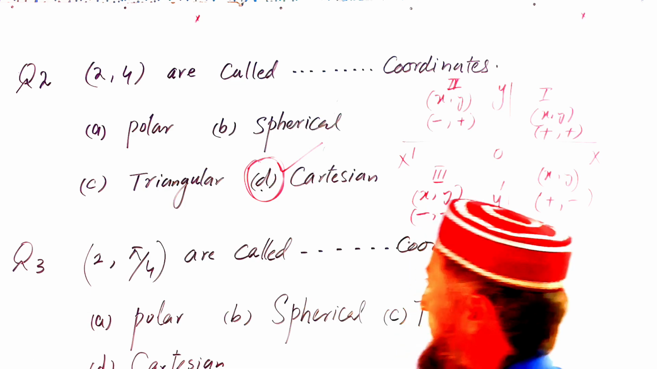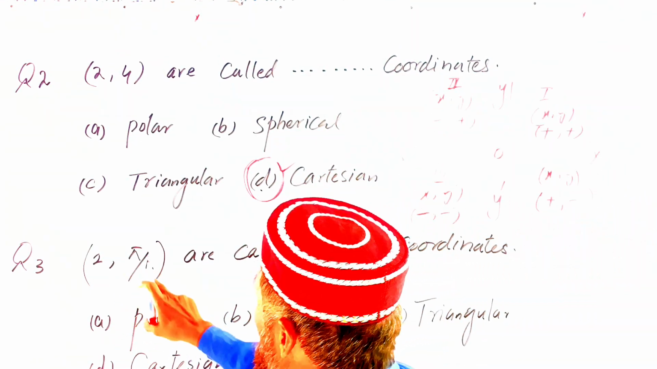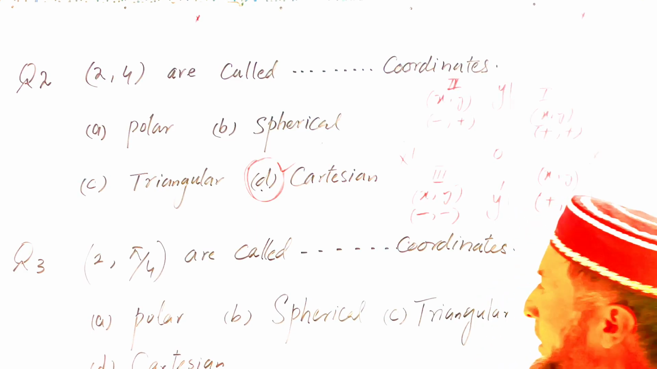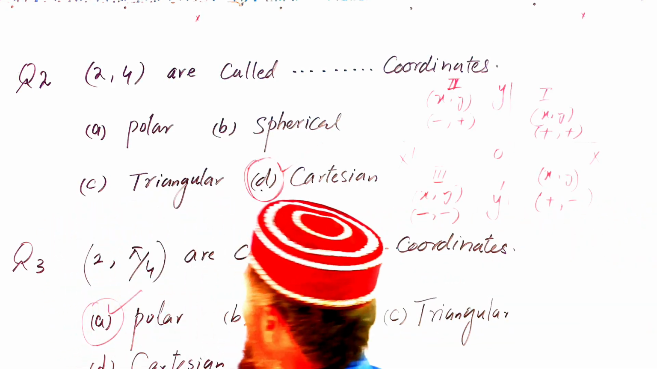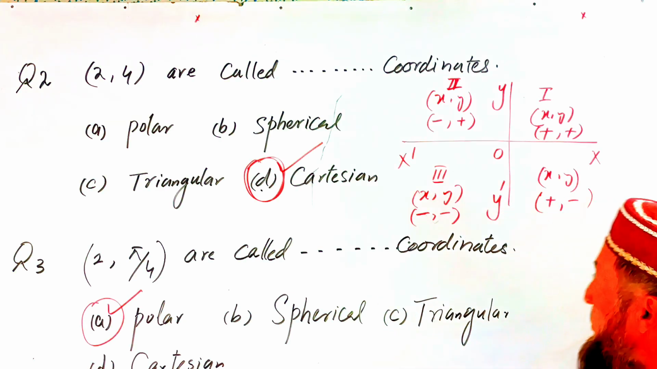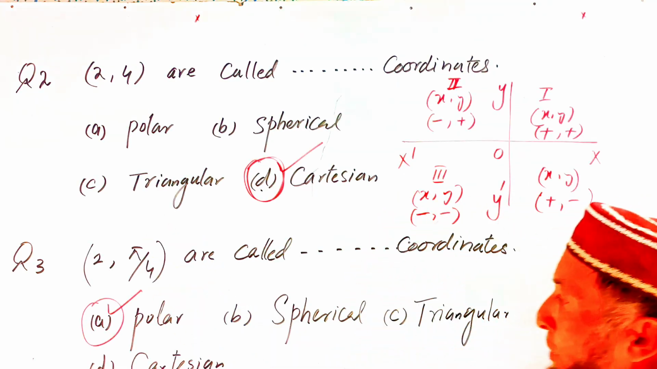So that will be the Cartesian coordinate. And question number 3. The question is changed to pi divided by 4, and that is called polar coordinates. That is, if any coordinate pairs are in the radian form, the radian form is the polar coordinate.